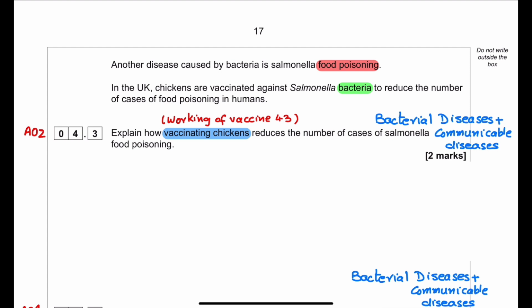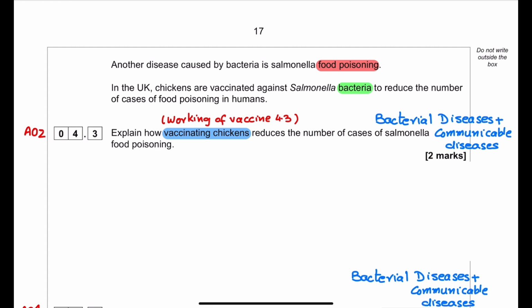Another disease caused by bacteria is Salmonella food poisoning. In the UK, chickens are vaccinated against Salmonella bacteria to reduce the number of cases of food poisoning in humans. 4.3 is an AO2 question, and this question is from bacterial diseases and communicable diseases. Explain how vaccinating chickens reduces the number of cases of Salmonella food poisoning.